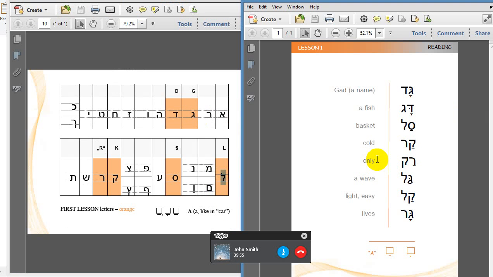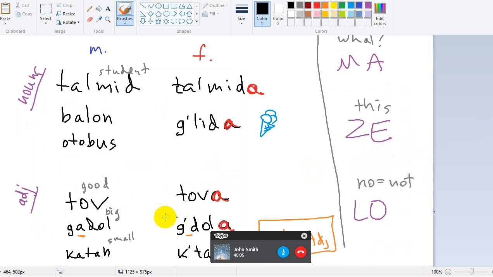Let's imagine sailors at the sea, and one is looking at the sea and calls to the other, says, "Oh, it's a big wave." How would he say that? Ze gal, big. Do you remember big? Gadol. Ze gal gadol. And the other sailor will calm him down and say, "No, it's only a small wave." Means don't worry.